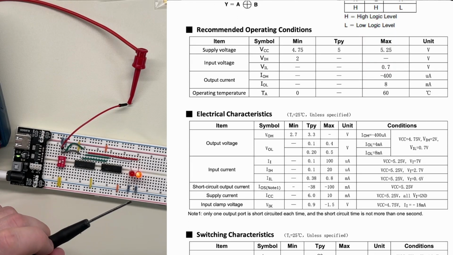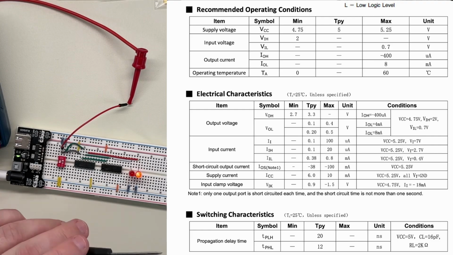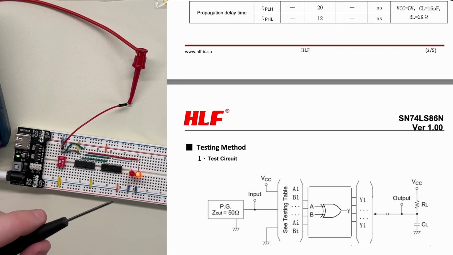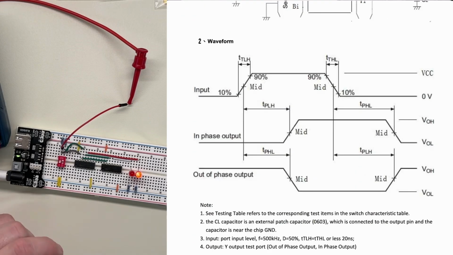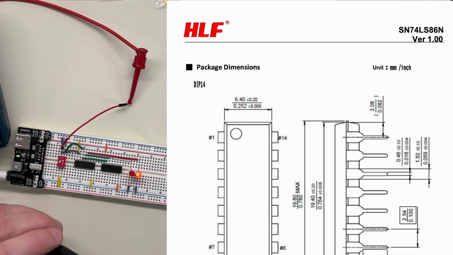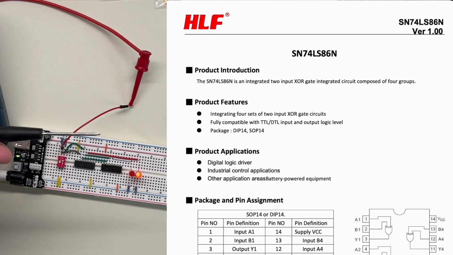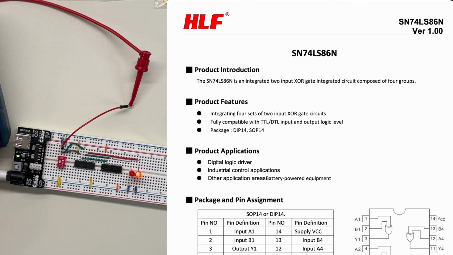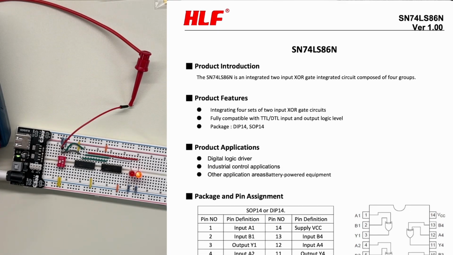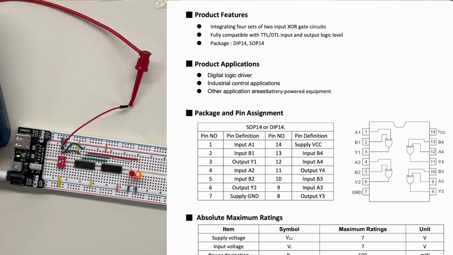That's pretty cool. When I've looked up some other chips before, sometimes I find similar ones by a different manufacturer, but it's the same chip. It's compatible. I don't know how close these things are between different manufacturers, but I'll assume they're pretty close. In this particular chip, it says it's an integrated 2-input XOR gate integrated circuit composed of 4 groups. Yes, okay, that sounds good. And it has the logic drawn over here, like on the chip.